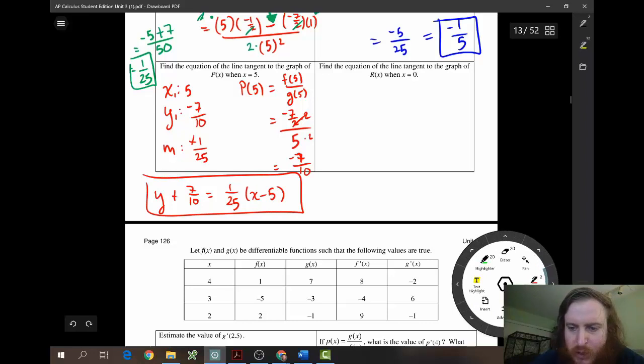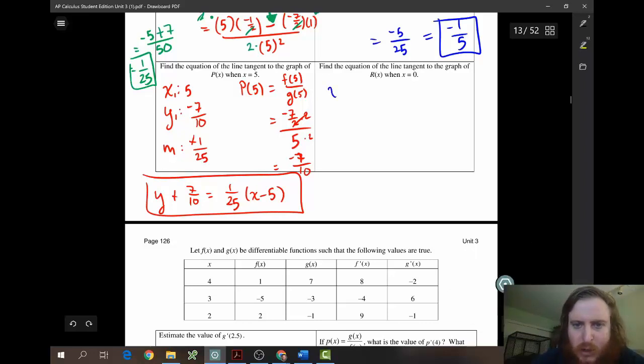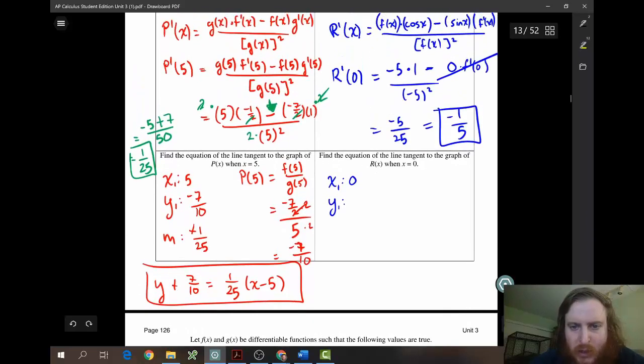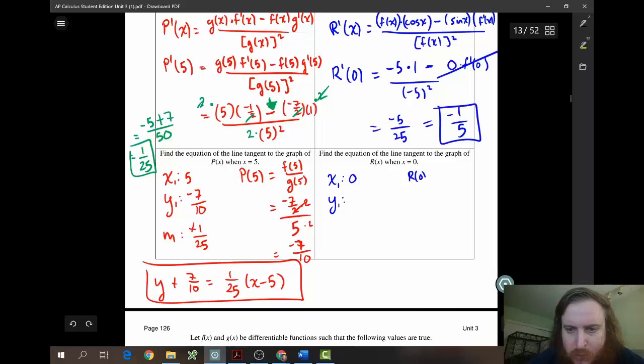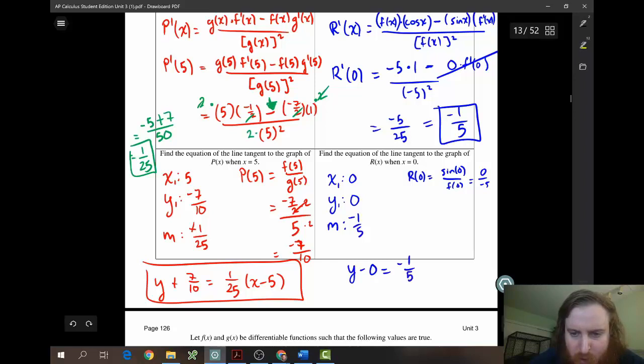Okay. And then same thing for the tangent line for r of x at 0. x1 is 0. For y1, we're going to plug this in. So r of 0 would be sine of 0 divided by f of 0. Now, f of 0 was -5, but it doesn't matter because 0 divided by anything is 0. And for our slope, what we did up above was -1/5. So our equation is y minus 0 equals -1/5 times x minus 0. And you can box this. On an AP exam, they might clean it up and just write y equals -1/5 x.